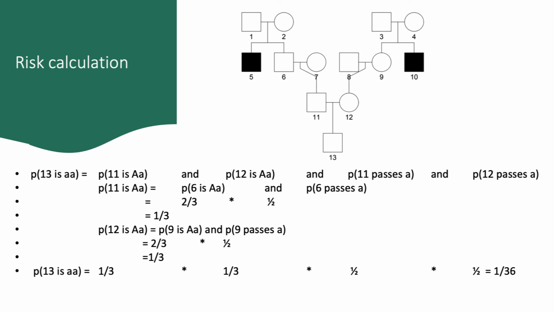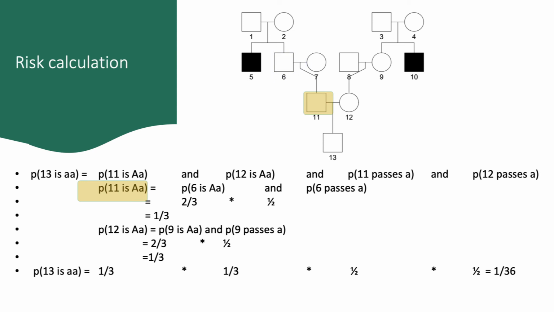To solve this problem, think about all the things that must happen in order for 13 to inherit 2 recessive alleles. The first thing is that 11 must be a heterozygote, and he must pass on his recessive allele. Also, 12 must be a heterozygote, and she must pass on her recessive allele. We want to know the probability that 11 is a heterozygote, but to do that, we need to calculate the probability that 6 is a heterozygote and he passes on his recessive allele.